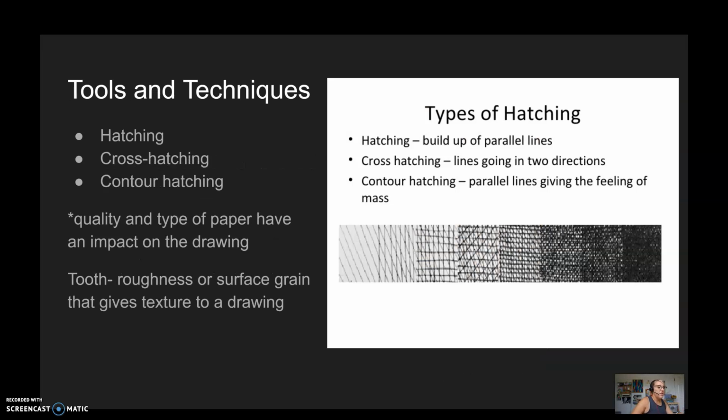Okay. And then we have, oops, sorry, tools and techniques. I know we've learned about this in my class, but you may have learned about it in another art class as well. Hatching, cross hatching, and contour hatching. So hatching would be single lines, a buildup of parallel lines. Cross hatching, they go in two directions, and then contour, they are parallel lines that give the feeling of mass.